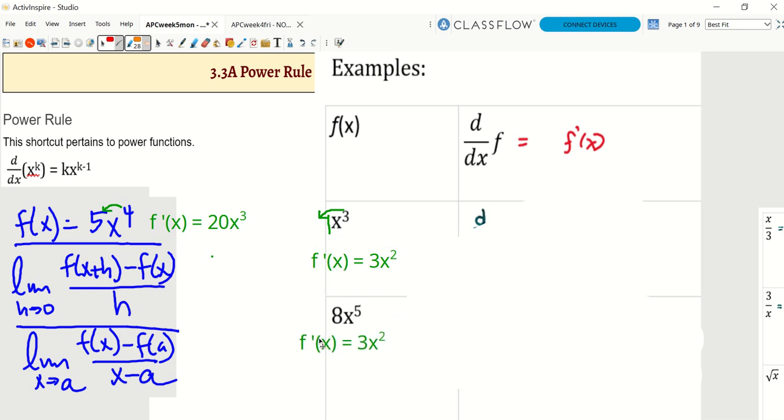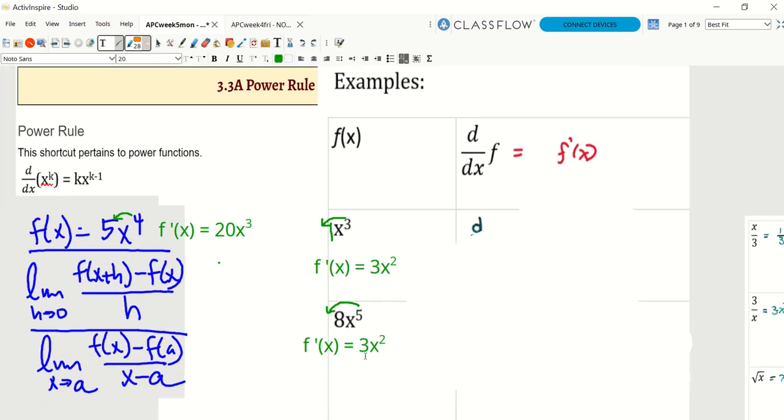Also, if I do the same thing here and I move the 5 over, if I move the 5 over right there, I'm going to get 40x to the power of 4. So the 5 moves over and gets multiplied by the 8. And then you do 5 minus 1 to get 4.